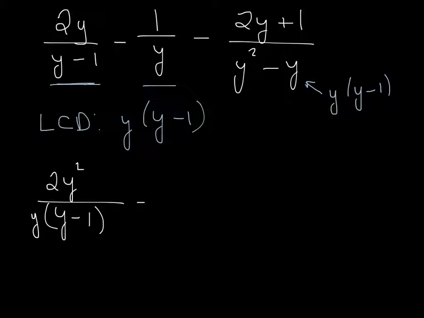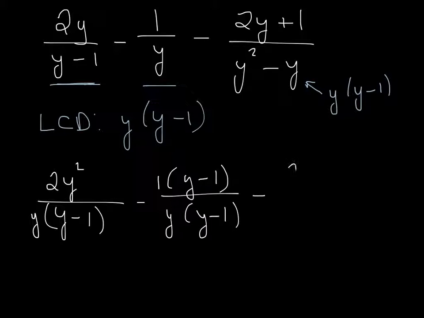The 1 over y piece is missing the y minus 1. So it was 1 over y, and then I have to multiply the top and the bottom by y minus 1. And then the last piece isn't missing anything.